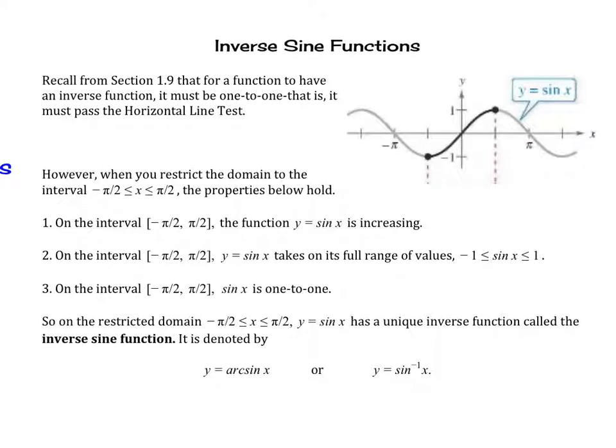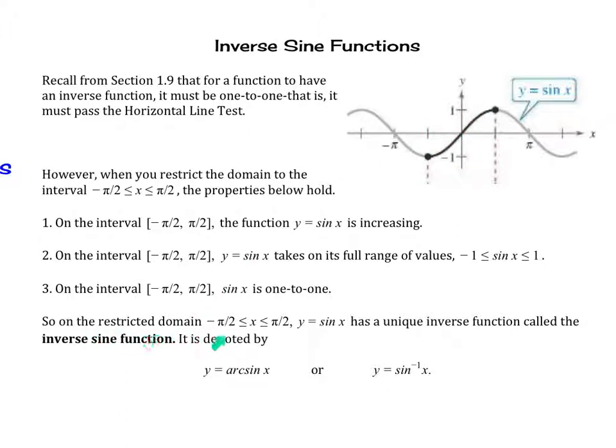So notice that in this graph here, it would not pass a horizontal line test as it is. So what we need to do is restrict the domain to the interval negative pi over 2 to positive pi over 2 in order for the following properties to hold. On the interval negative pi over 2 to pi over 2, the function y equals sine of x is increasing. On the same interval, it takes on the full range of values between -1 and +1. On the interval negative pi over 2 to pi over 2, it is a one-to-one function.